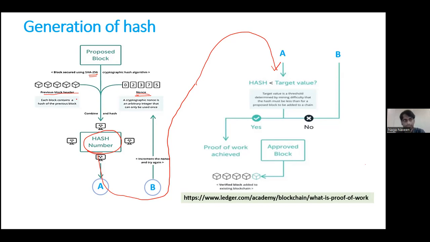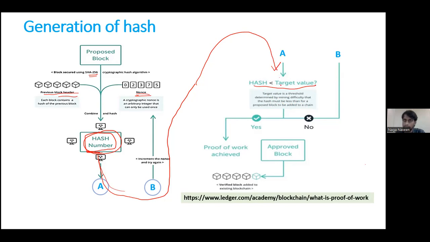First, nonce, previous hash, and present data. All these things are combined with the help of SHA256 and a hash number is generated. After generating the hash number, this is not the end of the story. This will be verified whether the hash is less than the target value or not. What is the target value? Target value is a threshold determined by mining difficulty that the hash must be less than for a proposed block to be added to a chain.